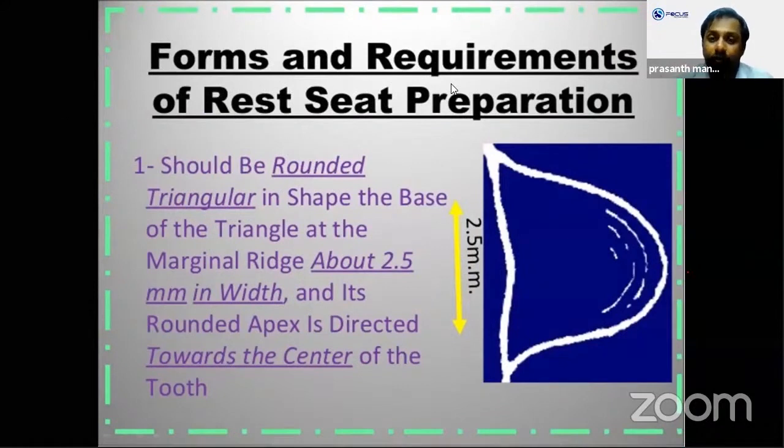Now, occlusal rest. Yes, definitely it will be triangular in shape, and the base of the triangle will be towards the marginal ridge. The base of the triangle should be towards the marginal ridge, and the width should be minimum 2.5 mm. And the apex should be directed towards the center of the tooth. I've told you the apex should be directed towards the center of the tooth, so that you can direct the occlusal forces along the long axis. And the apex should not be sharp, it should be rounded. So it is actually a rounded triangle with the base towards the marginal ridge. Clear?